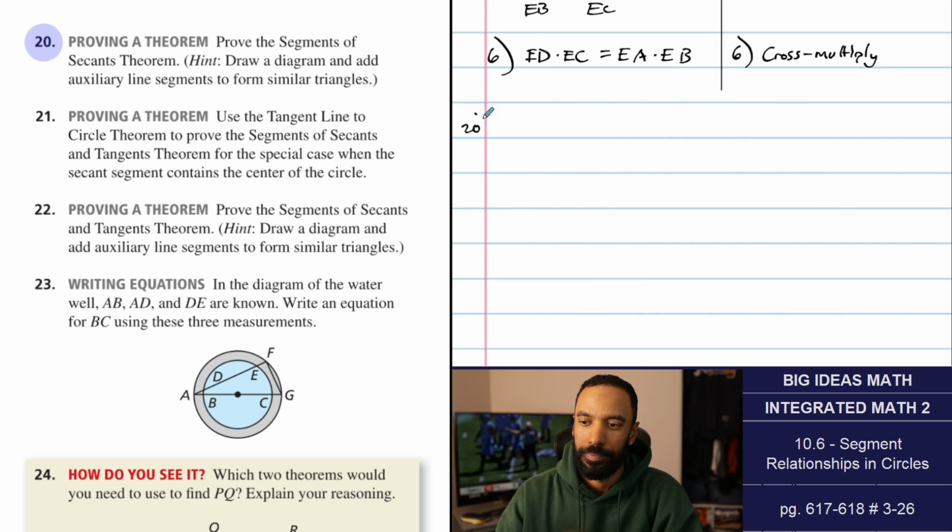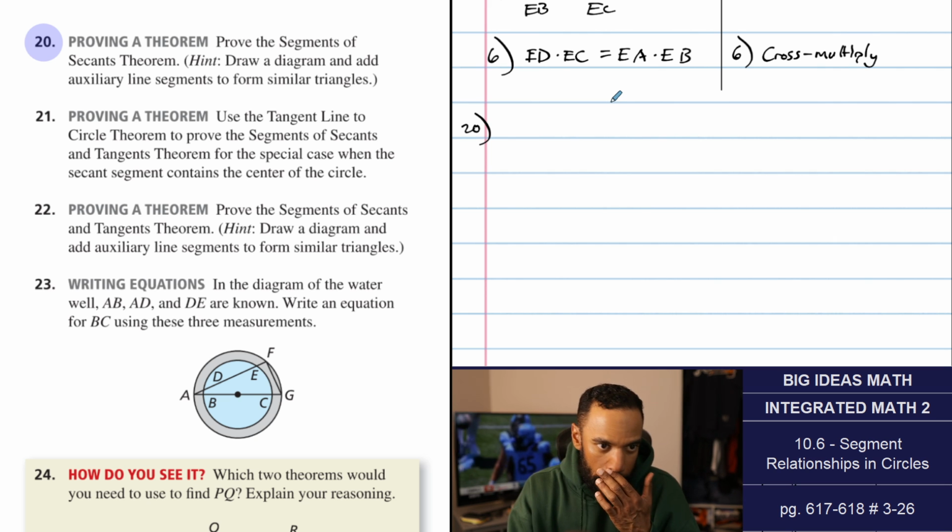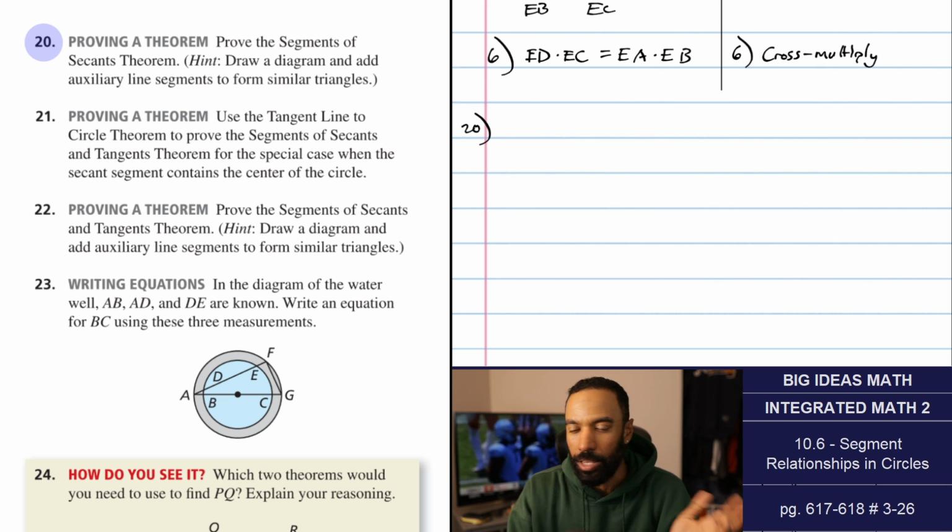Number 20. Prove the segments of secants theorem. Hint, draw diagram, and add auxiliary lines. Okay, let me use the diagram they had before as well and do the same kind of stuff. So let me get to it.